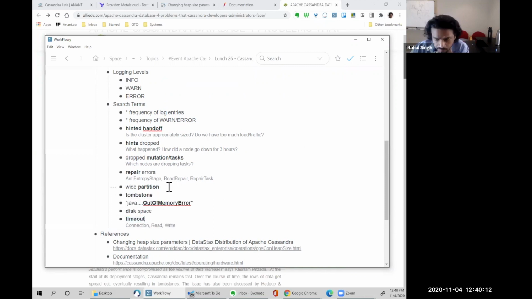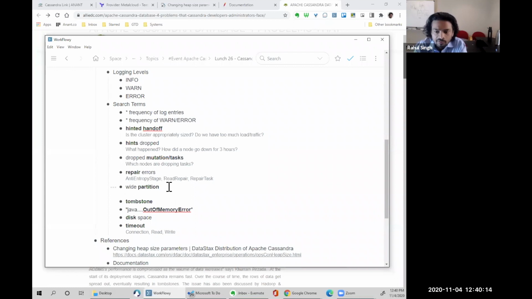Wide partitions. The way we see them is the system says, warning, compacting large partition. And it'll tell you the table name, and it will tell you the partition key to look for that.